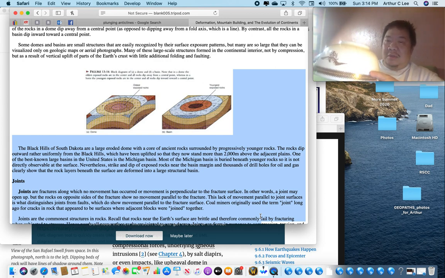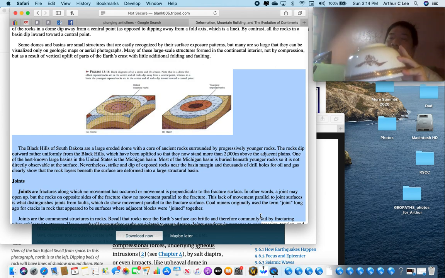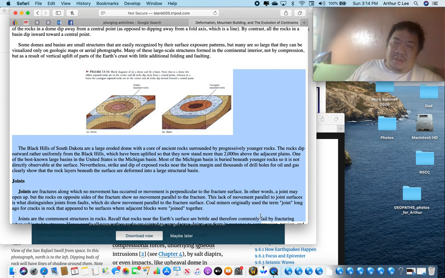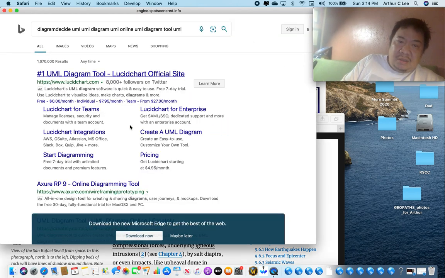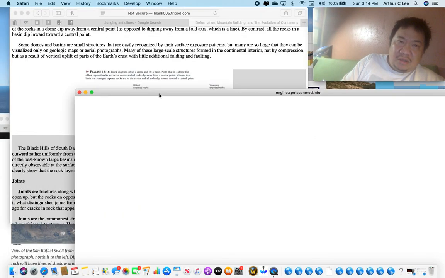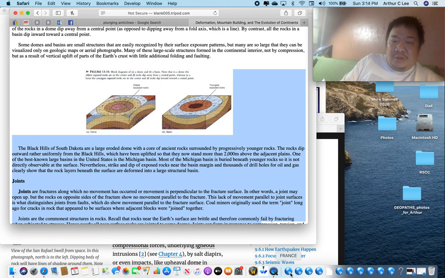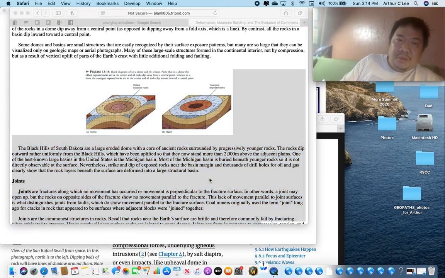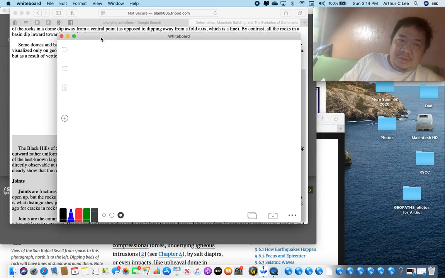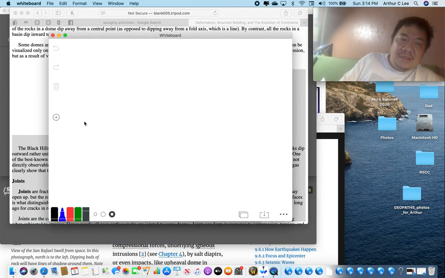Here's a bowl. The rocks are arranged in a bowl-like shape. That's a dome. And a basin would be like this. So, in 3D, what will it look like? Well, let's take a look here. Okay, I'm going to draw you a picture here. I probably could draw a better picture than you get on Google. A dome is going to look like this in a geologic map.